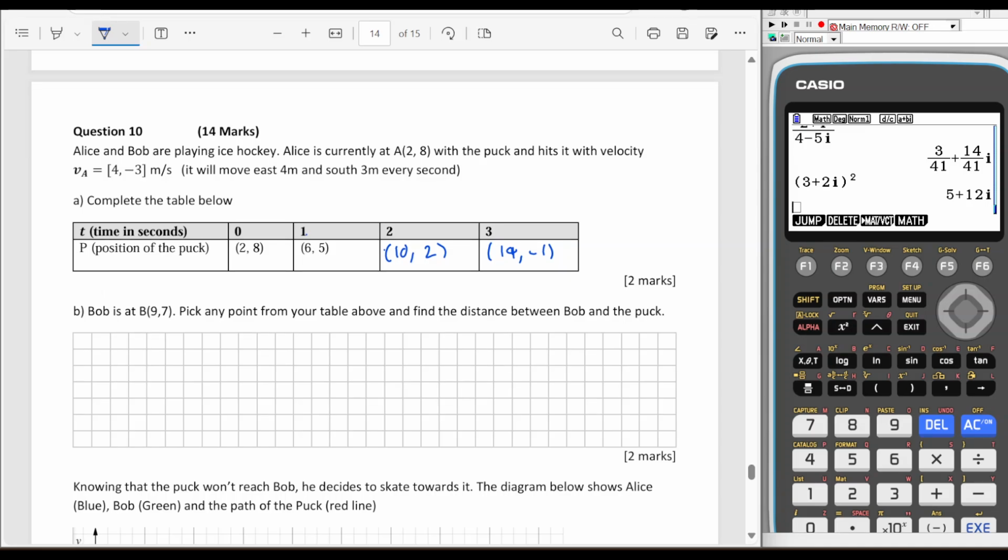Bob is at 9, 7. We can pick any point from the table above. So tell you what, I'll pick t equals 1. Why not? So Bob is at 9, 7, and the puck is at 6, 5.